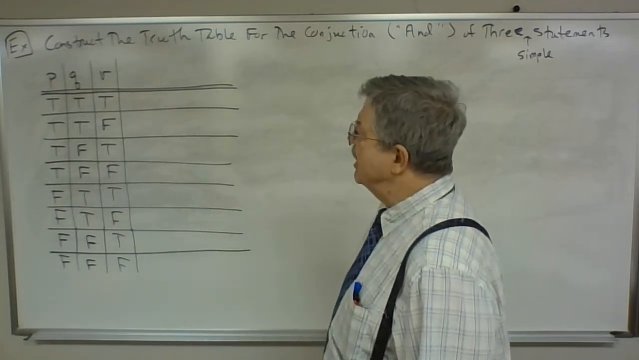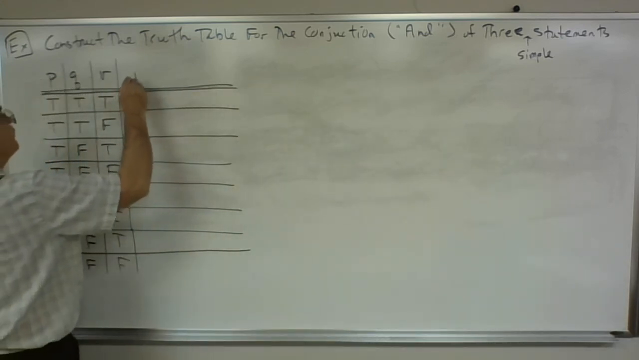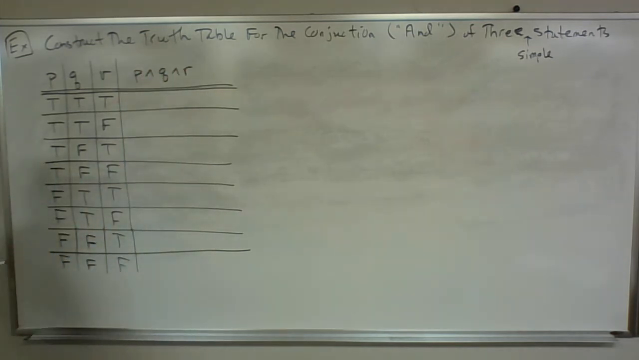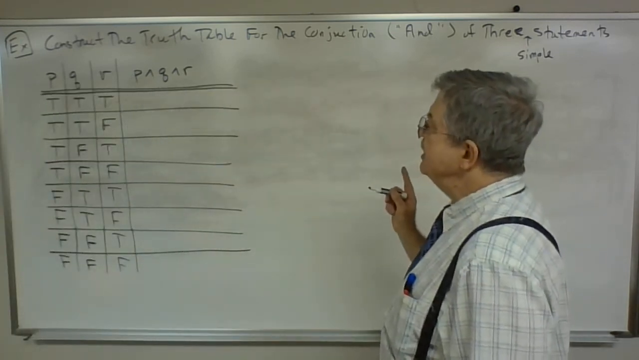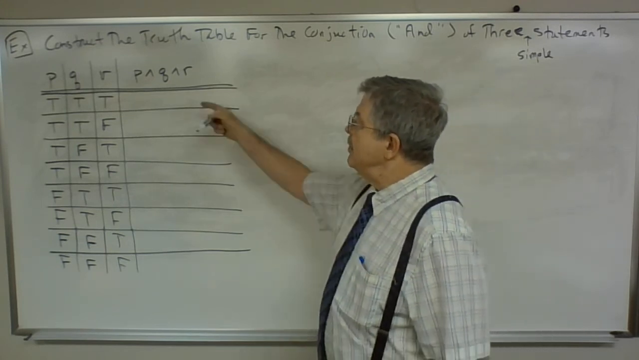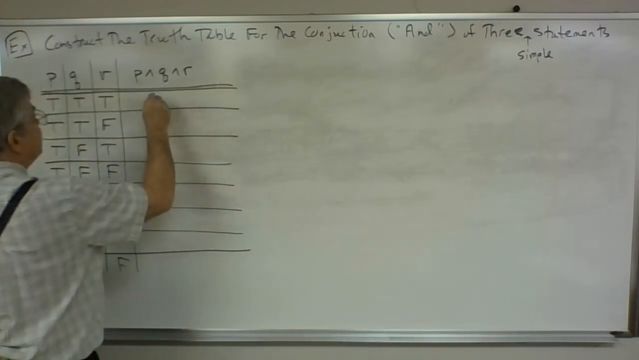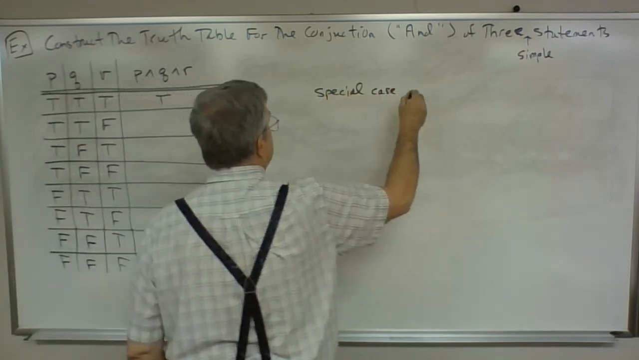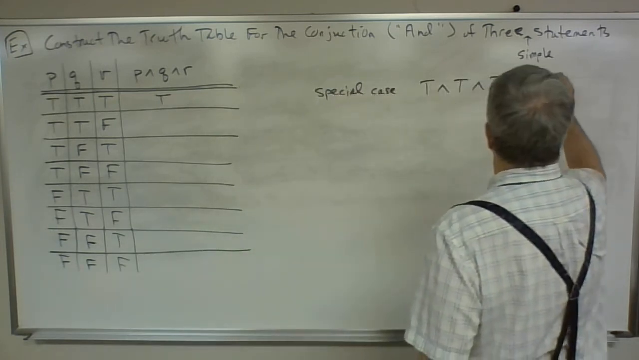Now let's see, what do we want? We want the truth value for P and Q and R. And from what we were told, the special case here is when all three are true. The only way that this can be true is if all three statements are true. So I'll write that down. Special case, true and true and true equals true.